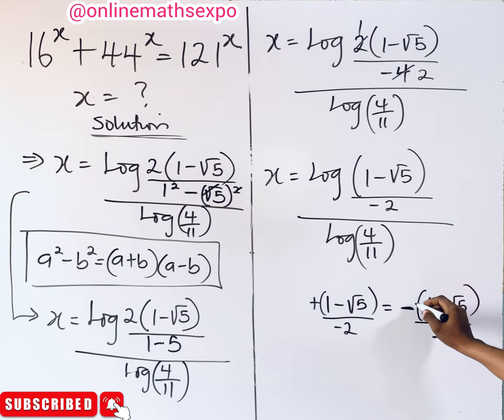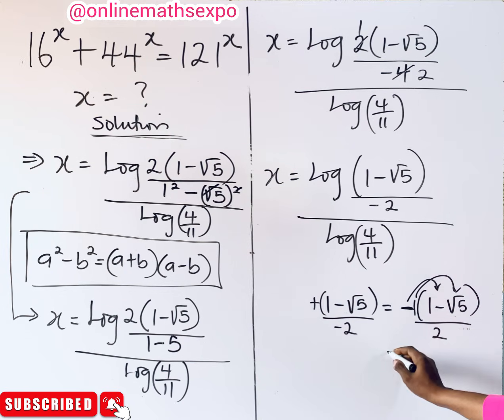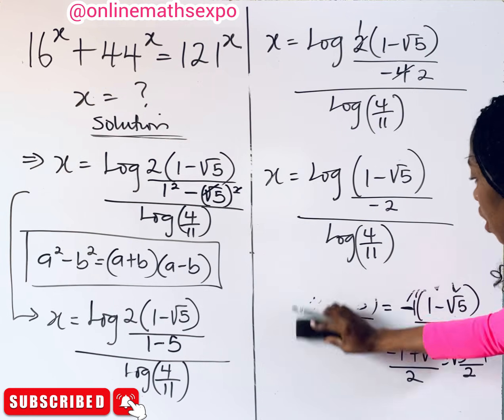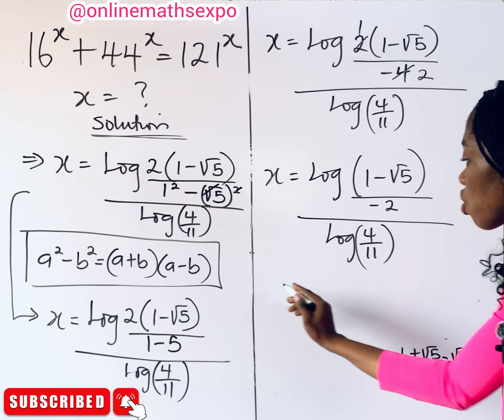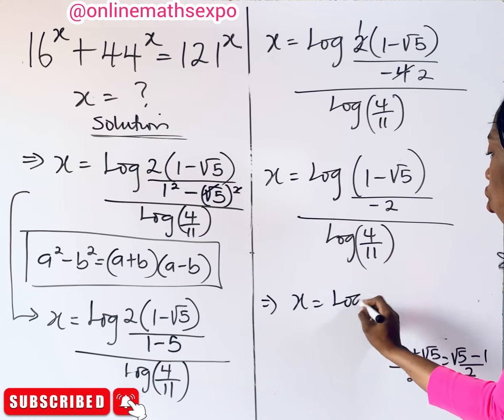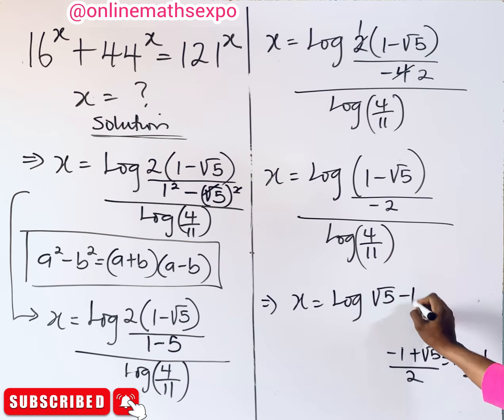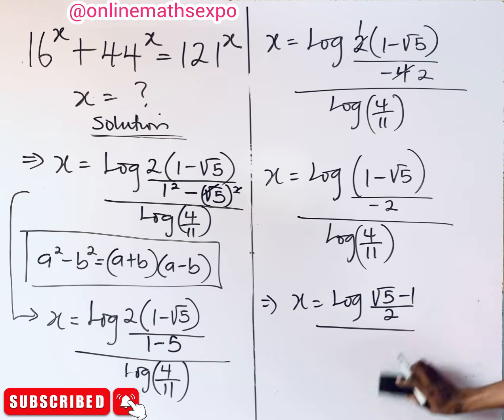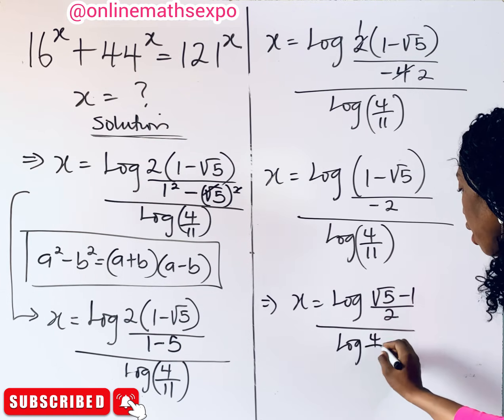I hope you are seeing it. And this is also negative 1. So if you use it to multiply the bracket, it gives you negative 1 when it multiplies, this is positive root 5 divided by 2, which you can rewrite as root 5 minus 1 over 2. So simplifying this numerator, this is what we have. So we can quickly replace it. Okay, so if you replace it, you are going to now have x is equal to log of square root of 5 minus 1 over 2, okay, divided by log of 4 over 11.